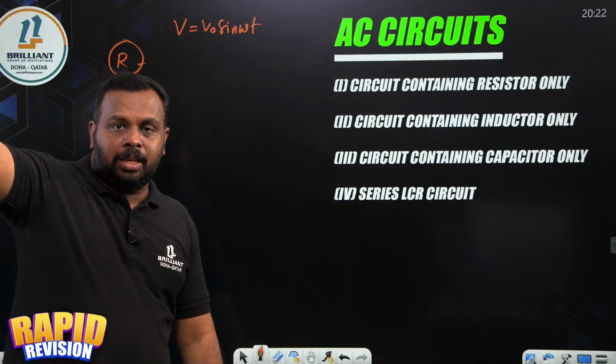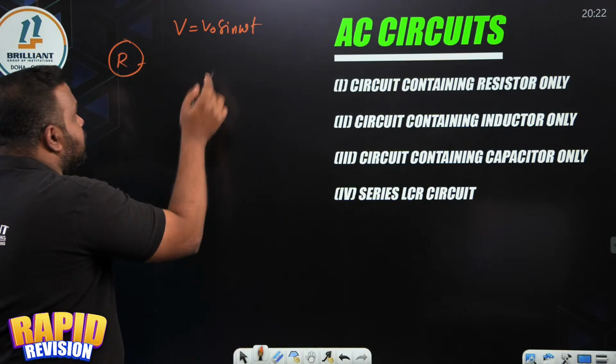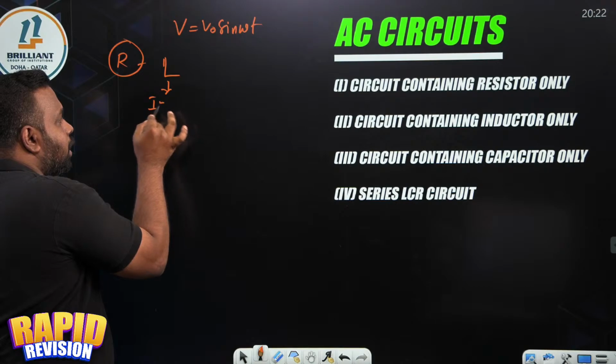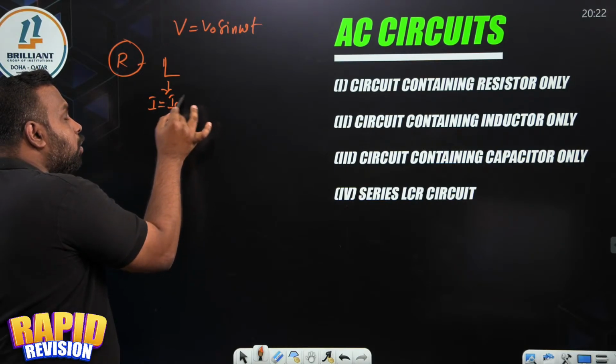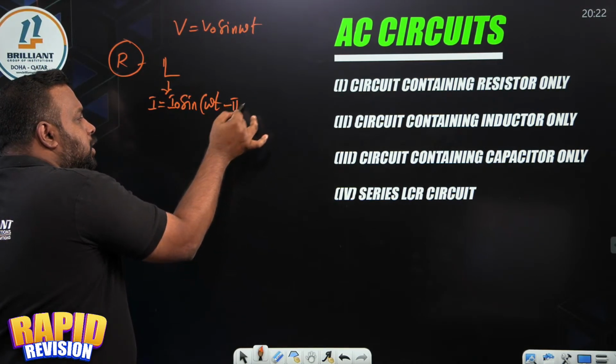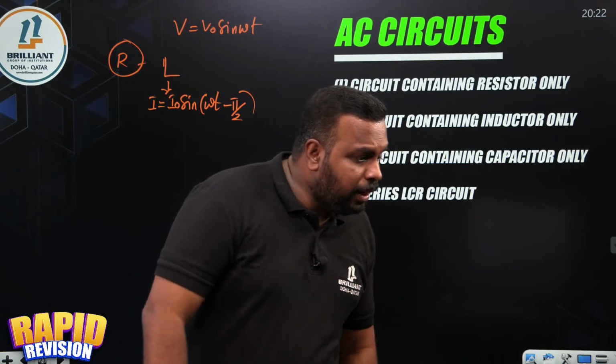In such a case, tell me the result. Who is leading? Current and voltage are not in the same phase, right? Voltage is leading or current is lagging, which means in a circuit containing inductor only, the formula for current is I equal to I0 sin(omega t minus pi by 2). Pi by 2 lagging. Current is lagging by pi by 2.